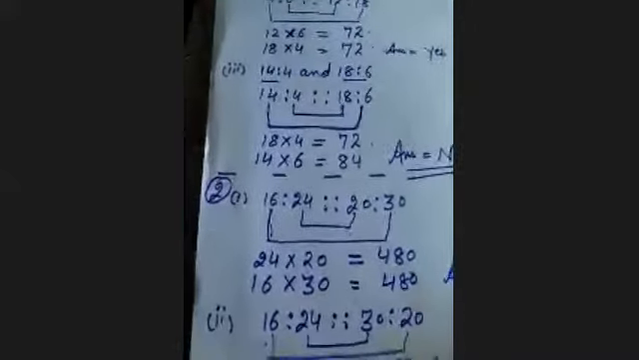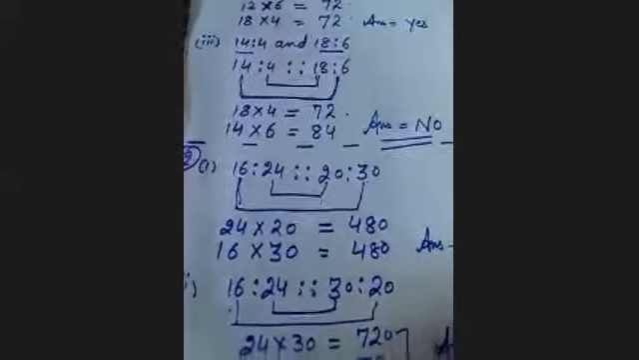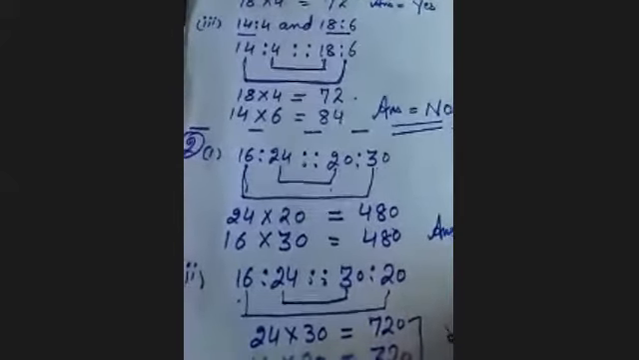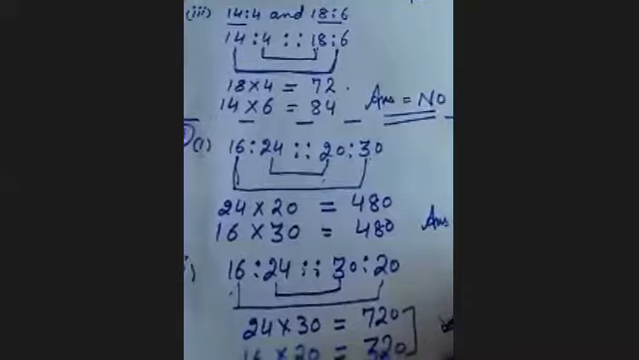Clear, students? This is the first question and second question. Next is third question of exercise 9.2. Find which of the following are in proportion.